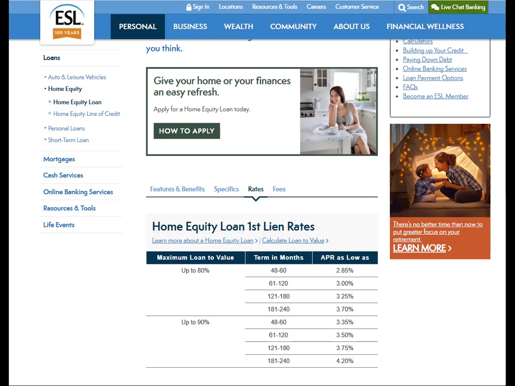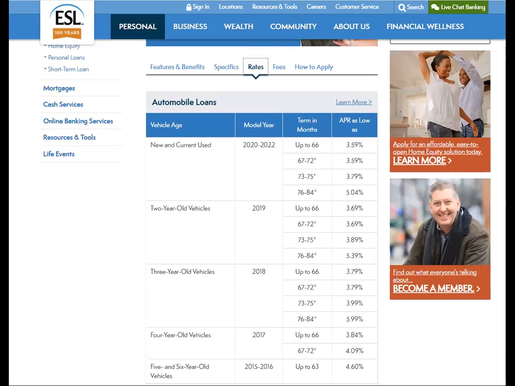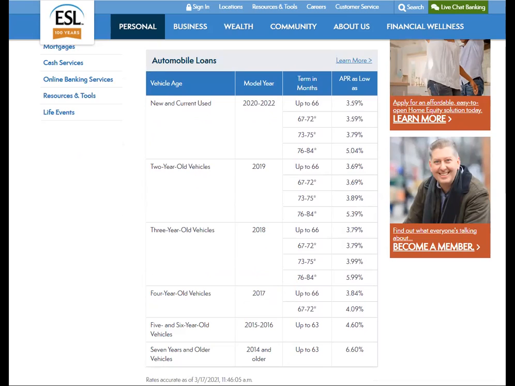All right. What I want to do from here is move over to the page where they're talking about car loans. All right, so here's the rate for car loans. And what this is based on is the year that the car was made. If it's a new or a current used car, so if it was made between 2020 and 2022, we've got these rates up here. If the cars are older or super used, then we're going to look at these tables down here.